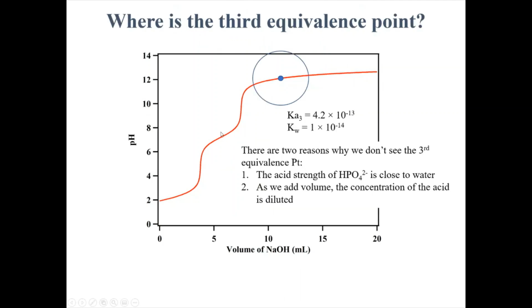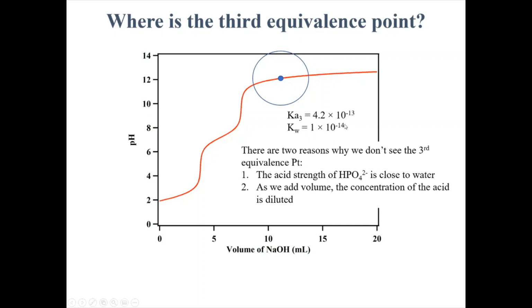So the reason for this is we have to think about this in terms of where is that Ka3. If you look it up in the book, the Ka3 for phosphoric acid is 4.2 times 10 to the minus 13. This is a very, very small number. Actually, it's so small that we're starting to approach the value for Kw.